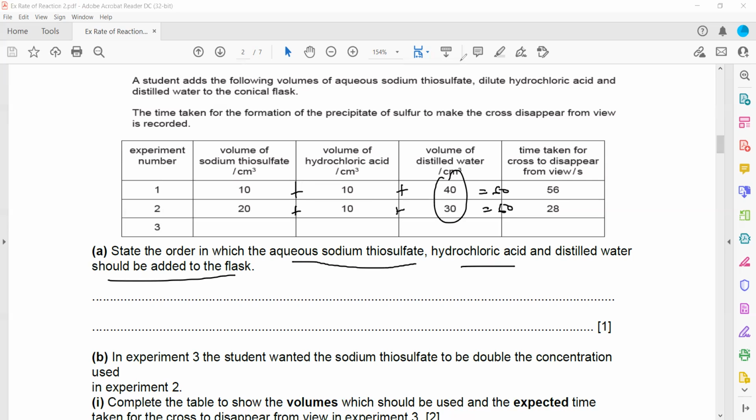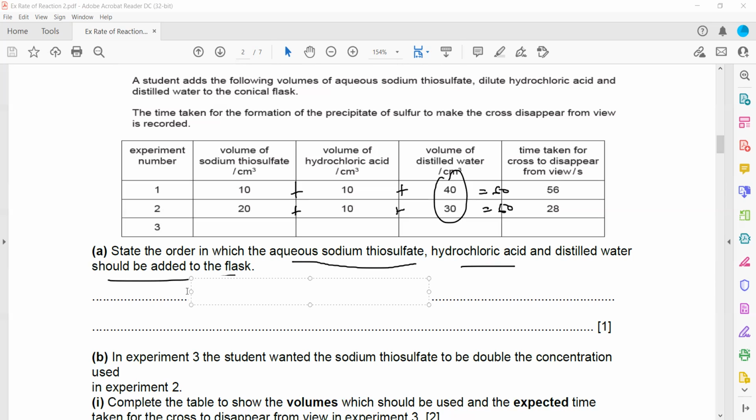So what should be the order? It can be any order, but water should not be at the last. If you add water at the last, then there is no use of adding water, because the purpose of the water is to make the final volume of all the experiments the same, but water is not the reactant here.